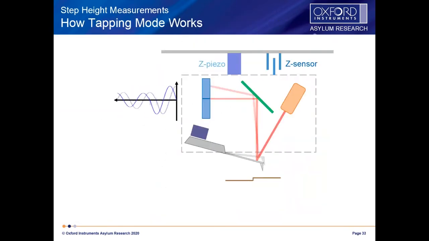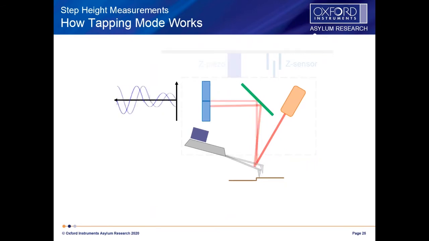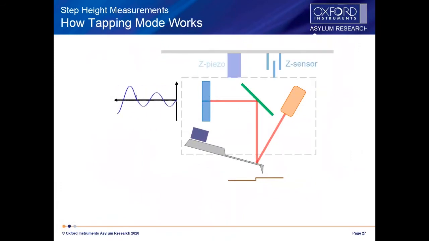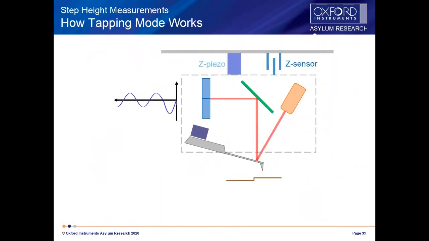Once again, I'm going to play the movie backwards, and you will find that we start by tracking the bottom part of the sample. As we go above, the amplitude becomes smaller, and the feedback loop pulls the scanner back, and now your amplitude returns back to the set point value.